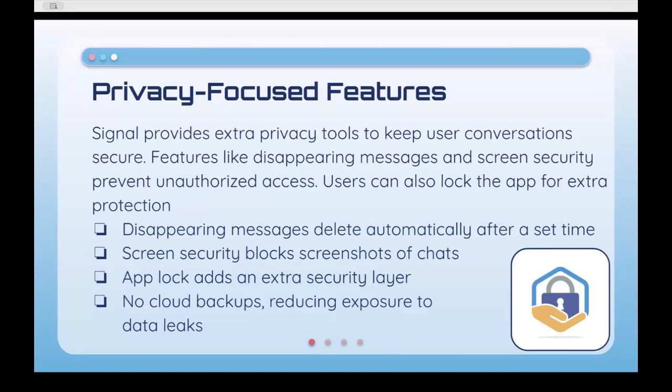Now, here are some more features in a bullet point way so you can understand more clearly. Disappearing messages delete automatically after a set time. Screen security blocks screenshots of chats, meaning that if the recipient is trying to take a screenshot of something that you may have said, they can't, therefore adding more privacy and security to the app. The app lock adds an extra security layer. This means only you can access this on your phone; in case someone may have access to your phone, they won't be able to access the Signal app as long as you secure the app lock. And lastly, there are no cloud backups, which reduces exposure to data leaks.